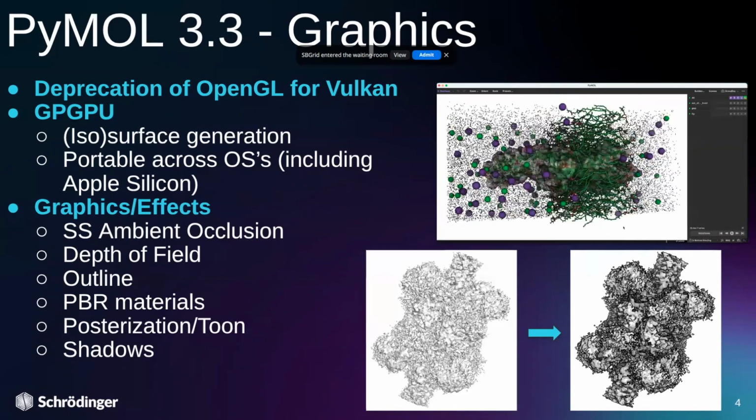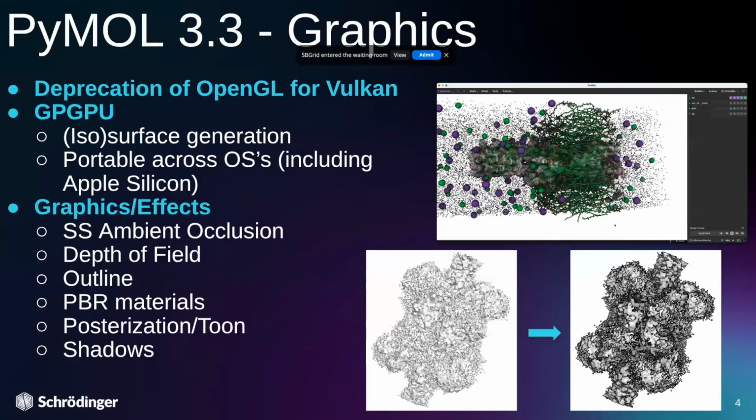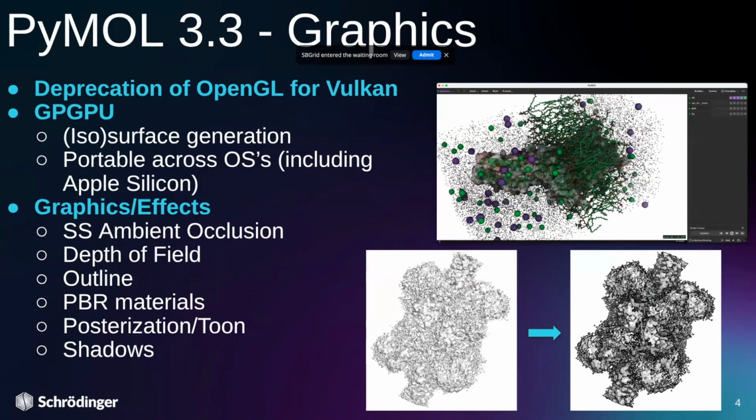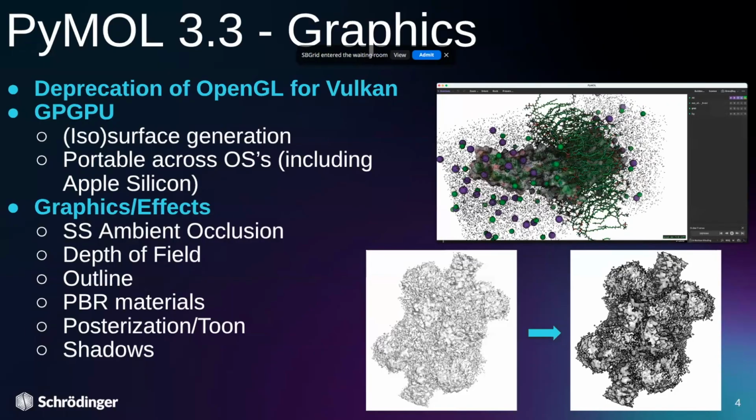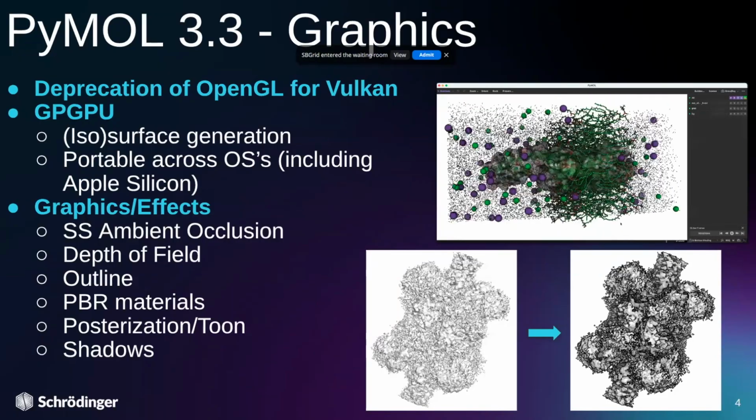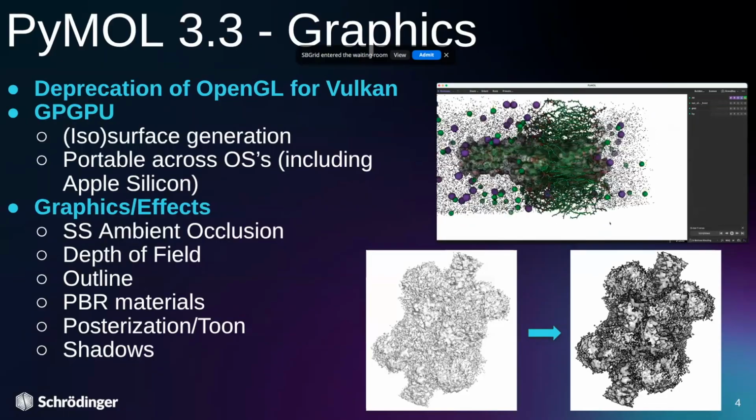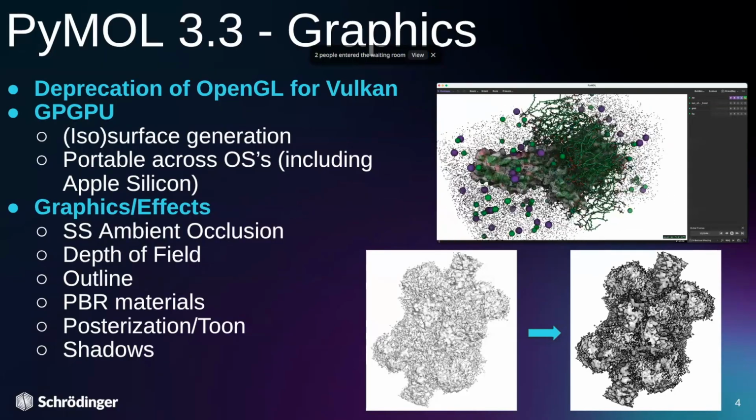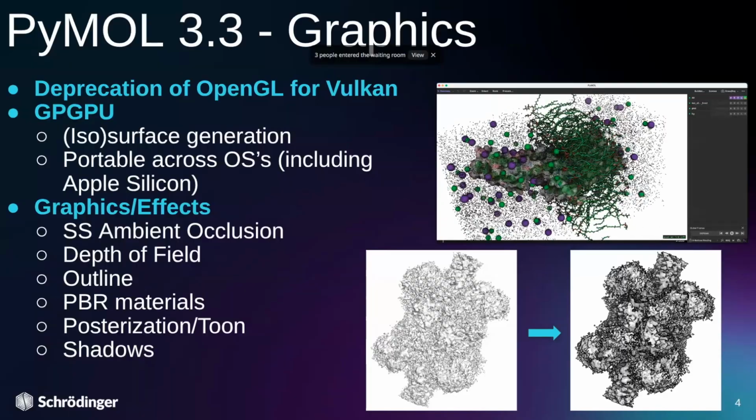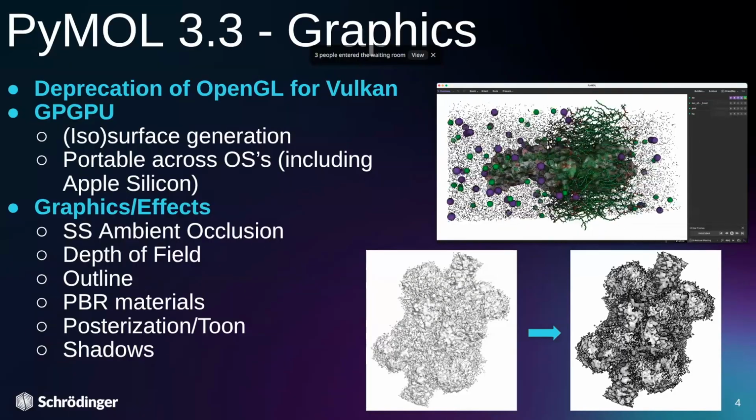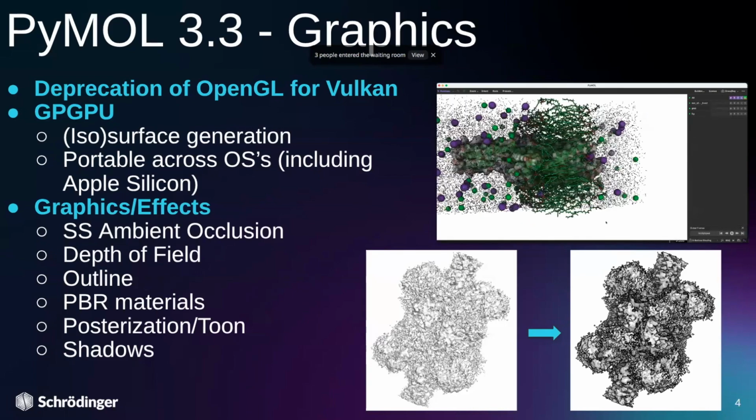Some graphics and effects are going to be improved in 3.3 as well. You can see an example on the bottom showing an isosurface without effects, so pre 3.3. Optionally, you can turn on some of these effects. We've turned on here screen space ambient occlusion and outlines. We'll also provide the ability for depth of field, PBR materials, cartoon, shadows, etc.